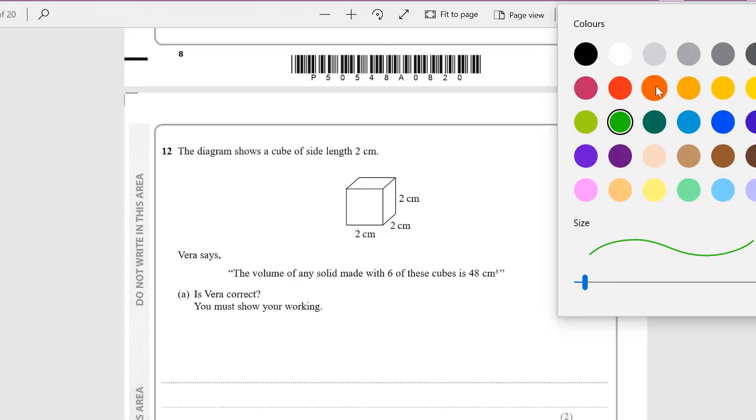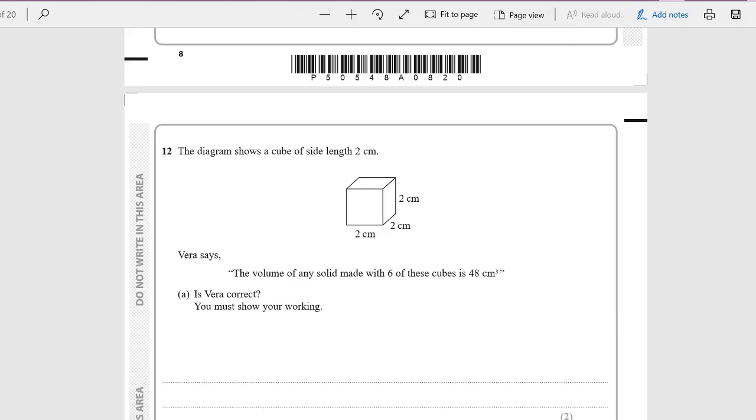Question 12. It says the diagram shows a cube of side length 2 centimeters. You can clearly see that there. It's a cube, so all the other sides not marked are going to be 2 centimeters. Vera says the volume of any solid made with 6 of these cubes is 48 centimeters. So is Vera correct? You must show your working out.